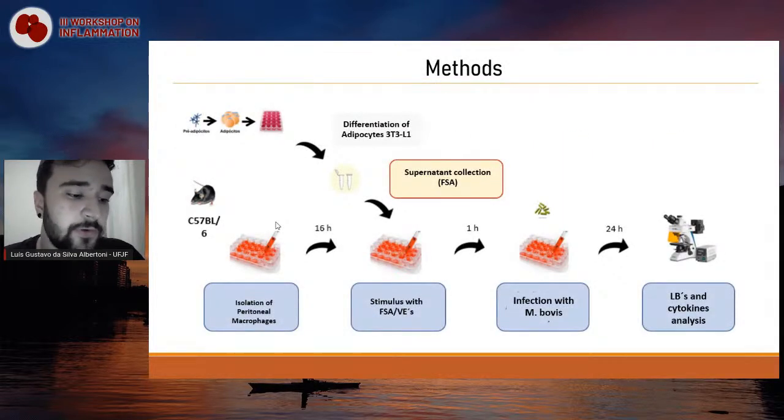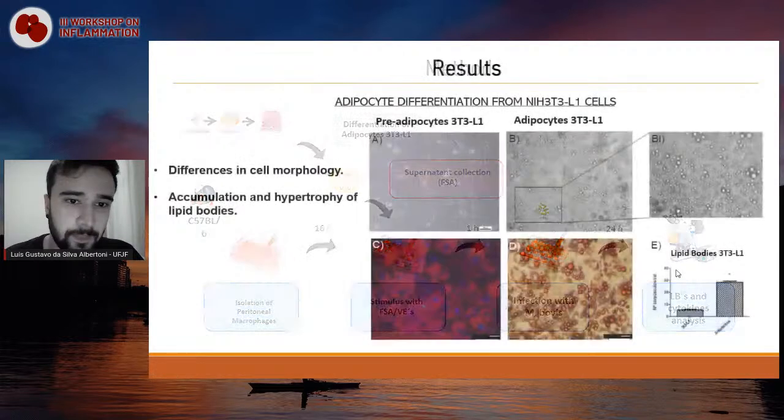As our methods, we first performed the differentiation of 3T3L1 adipocytes, then collected their supernatant containing the soluble factors secreted by the adipocytes, and we also collected the peritoneal macrophages. Then we performed the infection, followed by the stimulation with soluble factors and the extracellular vesicles. Soon after, the samples were taken for analysis of cytokines and lipid bodies.